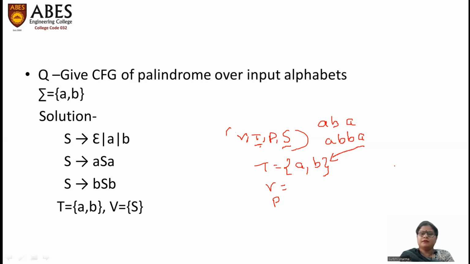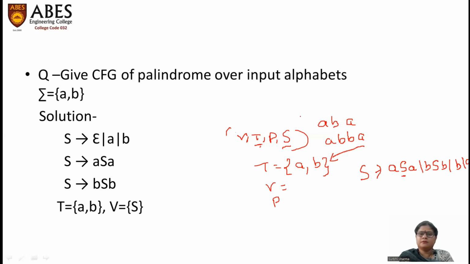As you can clearly see, every time I write a terminal, it should be repeated at the end of that string. So S can be replaced with ASA, or if the string starts with B, the B should come at the end also, so BSB. These are the two possibilities. What can be the other possibilities? S can be replaced with a single B, a single A, or with epsilon also, right? With the help of these rules, I can create any palindrome string.